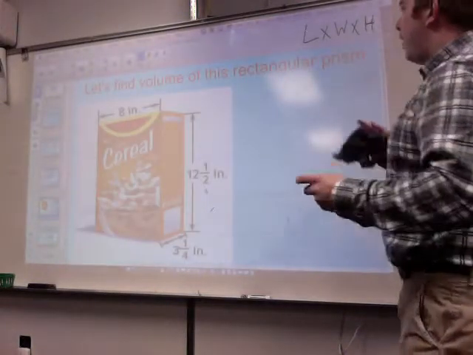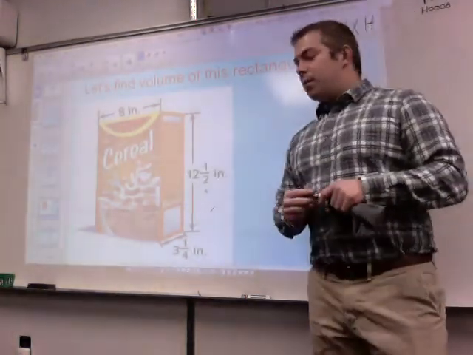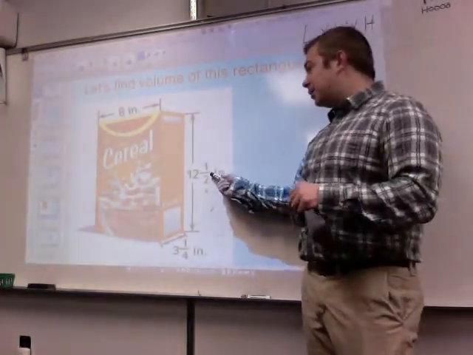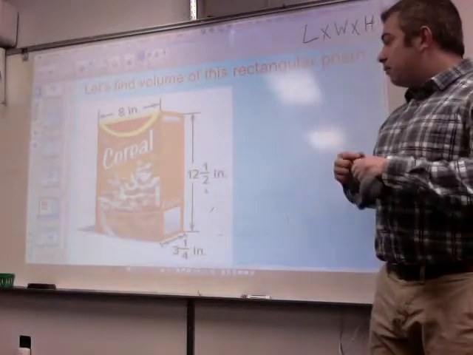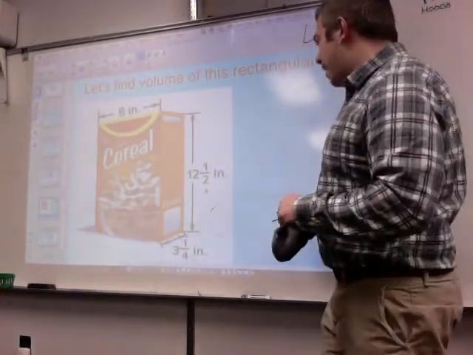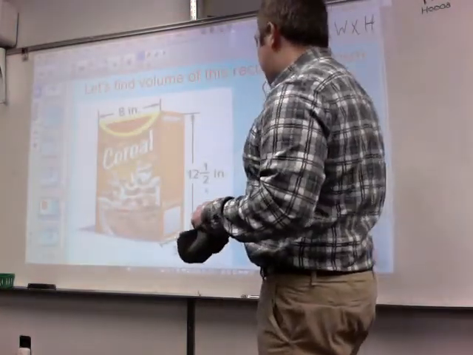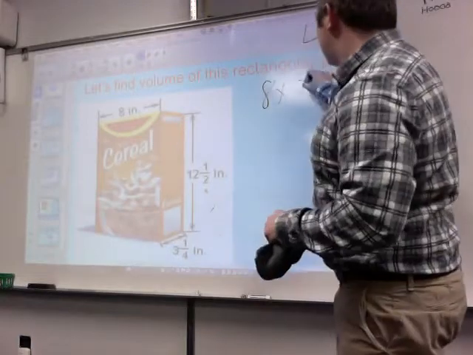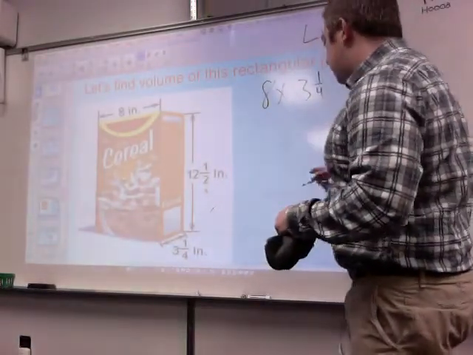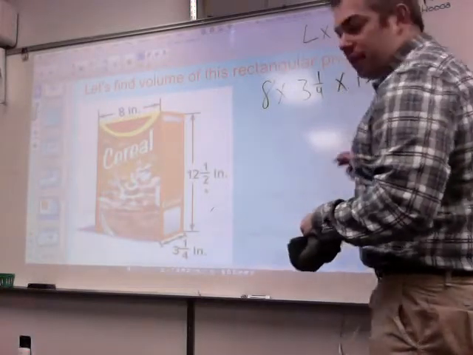All right, let's find the volume of this rectangular prism now. Now this is going to be a little bit more complicated because we're dealing with fractions, and we have a cereal box here. Looks yummy. Okay, so once again we have length, which is 8 inches, times the width, which is 3 1/4 inches, times the height, which is 12 1/2 inches.